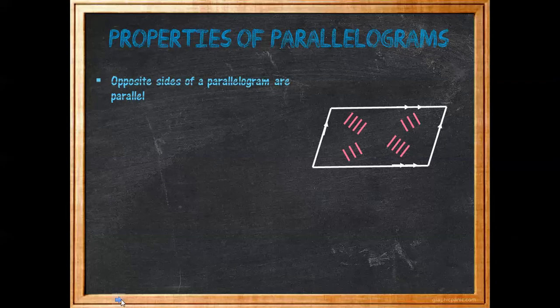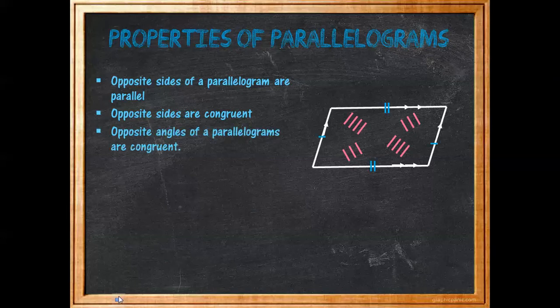Properties of a parallelogram. Opposite sides of parallelograms are parallel. That's kind of the name of parallelogram. Opposite sides are congruent, so not only are they parallel, but they're also the same length. Opposite angles of a parallelogram are congruent. So this angle is congruent to this angle. This angle is congruent to this angle.